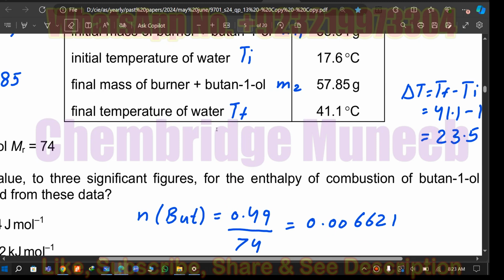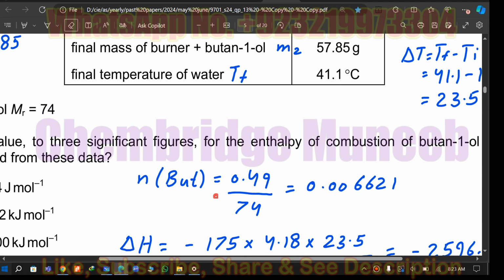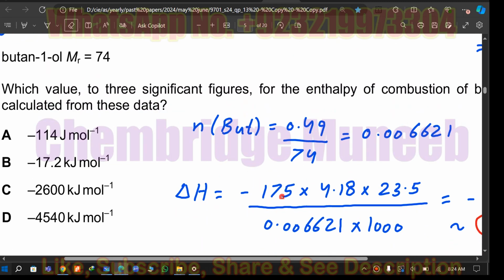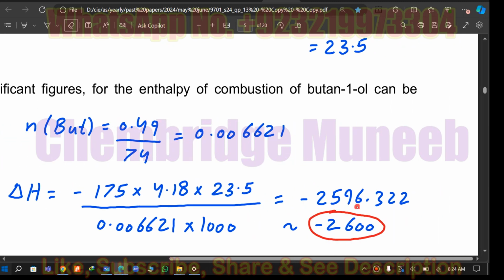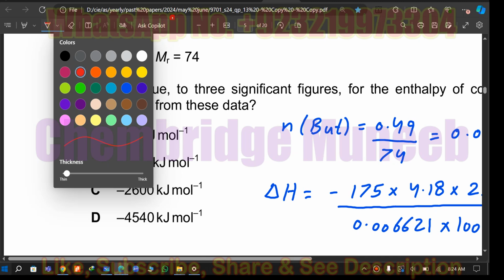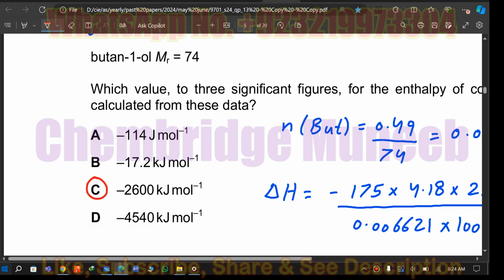Now we have to simply put all the values into the expression. The delta H is minus mc delta T. This is minus m, the mass of the water. This is C, the heat capacity constant, and this is delta T. This is the n value, the mole of the butanol, and this is 1000. So after doing the calculation, you get this answer 2596.32, which is rounded off to 2600, and so the correct option becomes C. That's the right answer.